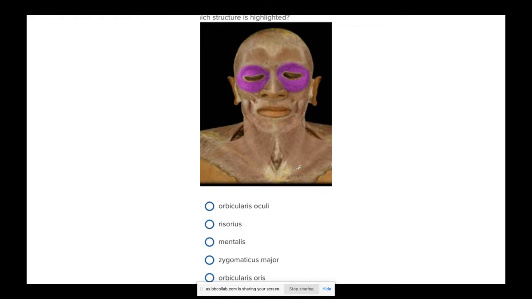All right, let's look at this muscle. Even if you don't know it, let's look by process of elimination. Well, we see orbicularis and we see orbicularis. Sometimes they put both of these there as choices to trick you, but now we have to choose. Maybe it's one of these or the other. Maybe not. Well, let's just rule out the others. Risorius? No, it's not risorius. That one's like over here.